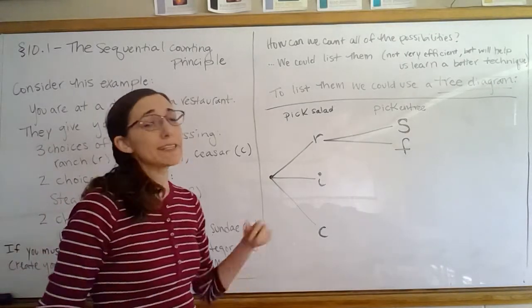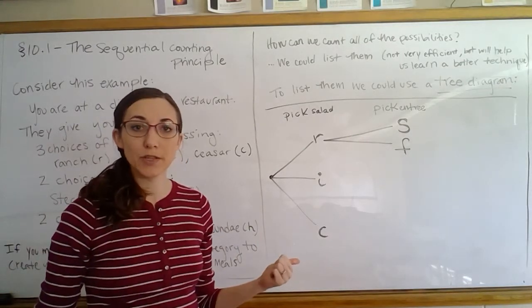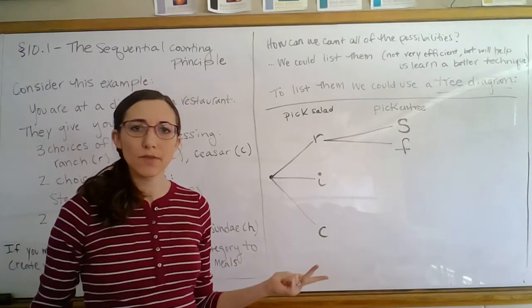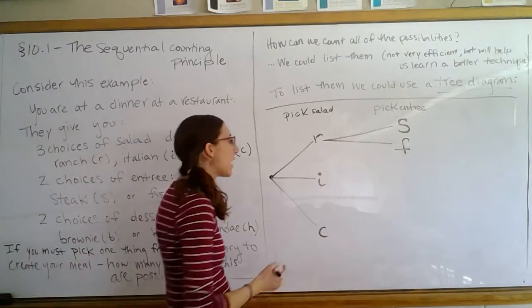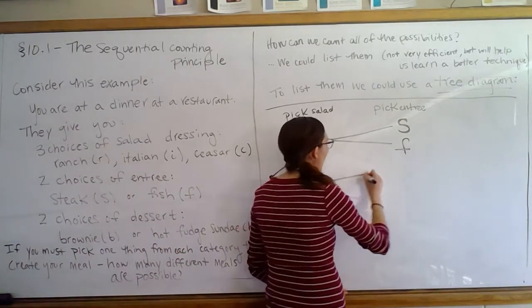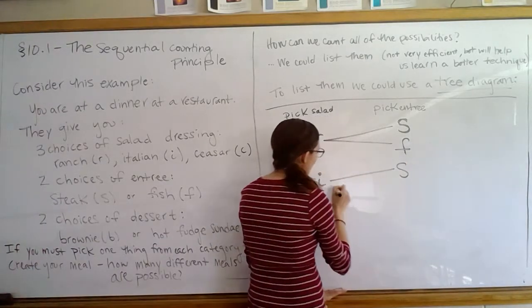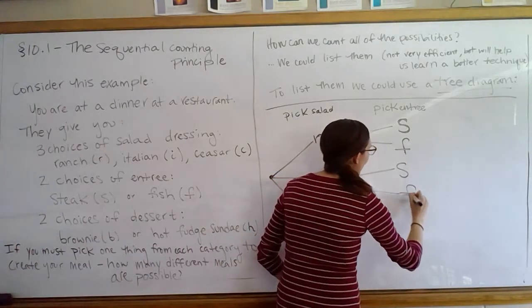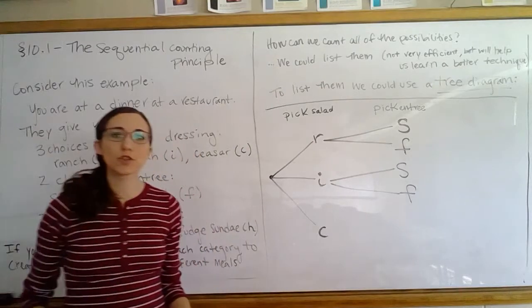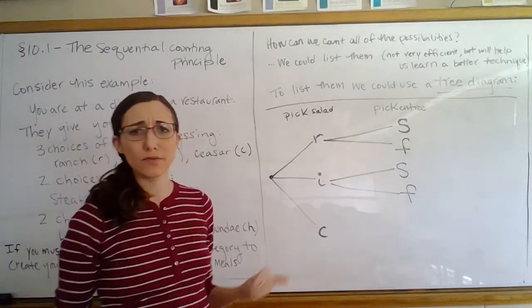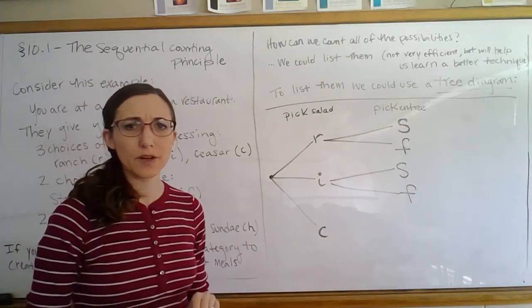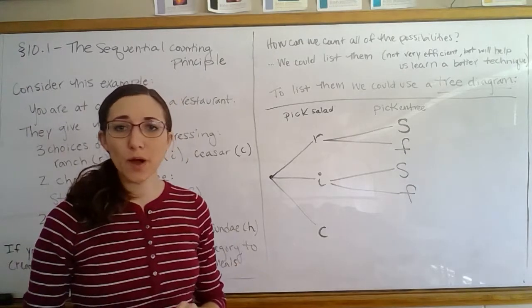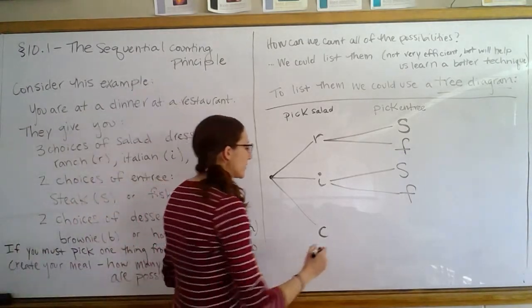Now, if I had picked Italian instead as my choice of dressing, I would still have those same 2 possibilities. I would still be able to then, for my entree, pick steak or pick fish. There's no restriction that, because of what salad you chose, you can pick different entrees. It's just those are the 2 options every time. Same with Caesar, steak or fish afterwards.